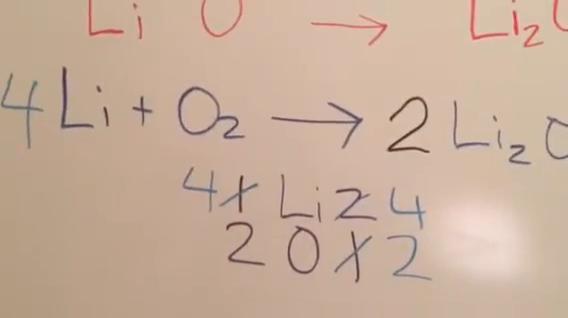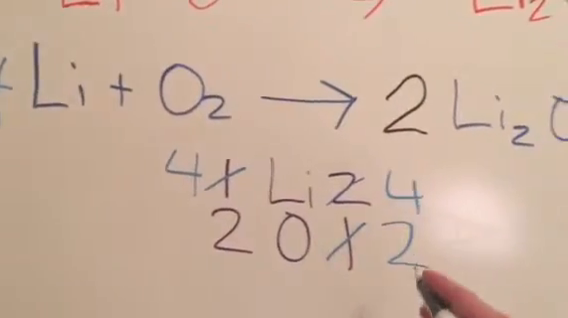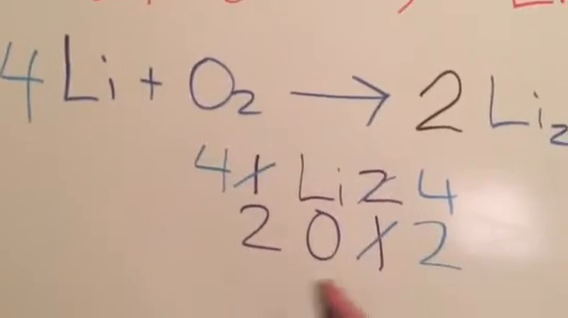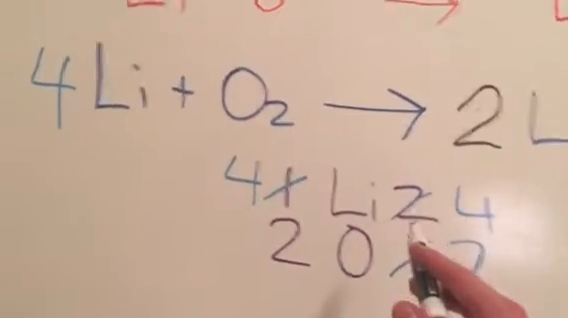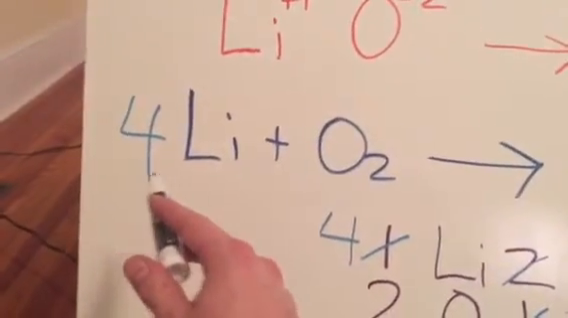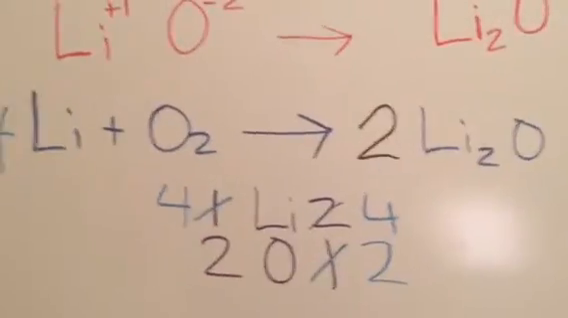When I do that, I now have 4 lithiums on the right, and I have 2 oxygens. So my oxygens have balanced, and I now look at my lithiums. In order to get that to equal the other side, I need this coefficient of 4 in front of the lithium. When I put that all together, I have a balanced chemical equation.